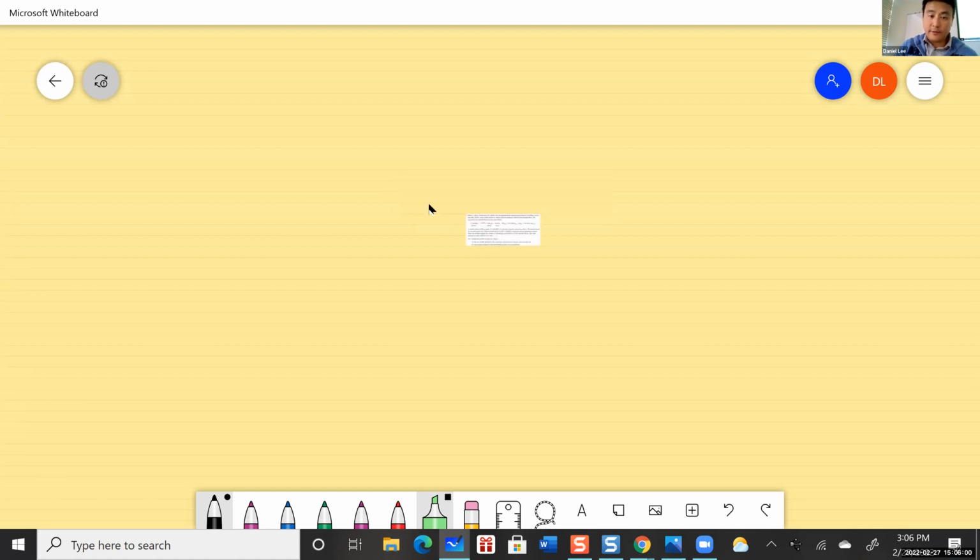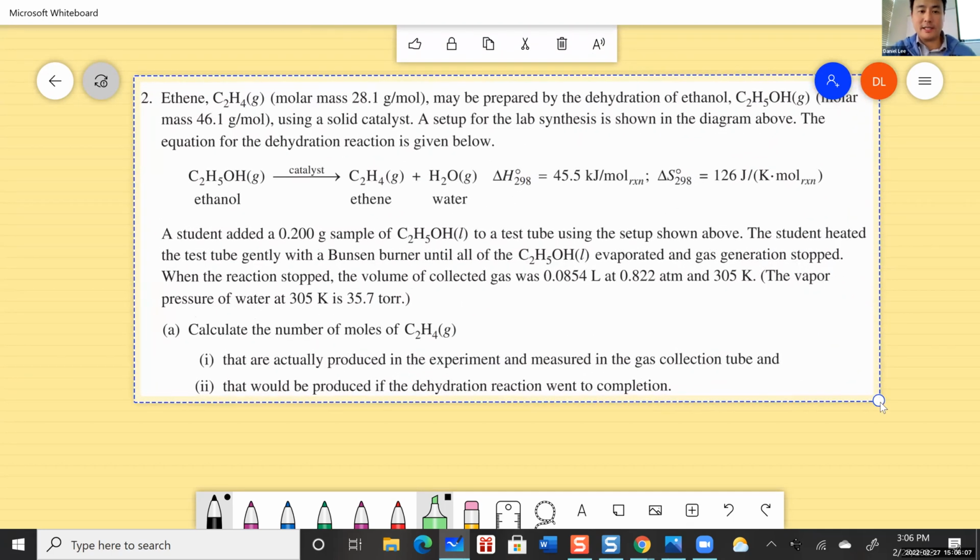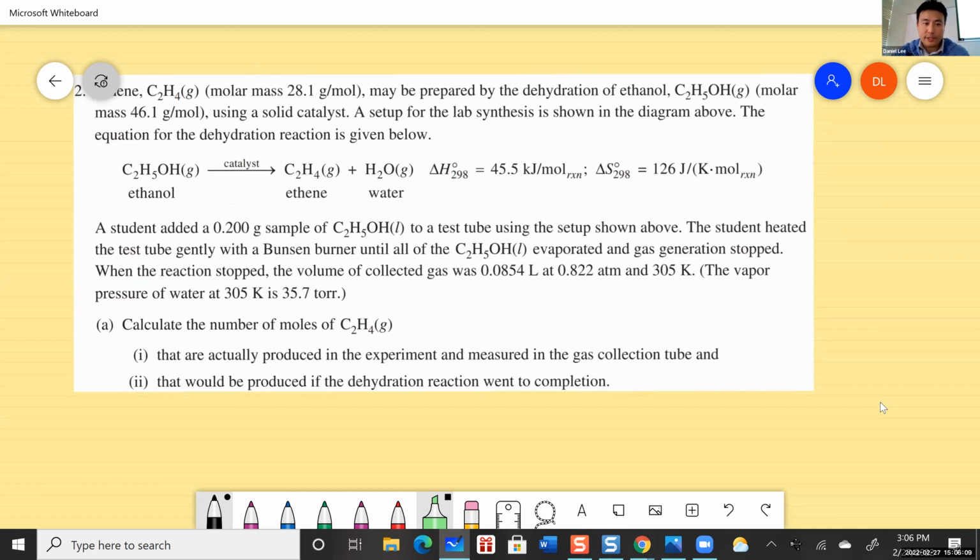Now, if you actually measure the conditions for the test tube, you can use PV equals nRT. So here's the question. The student added 0.2 grams of ethanol. So that is your starting point. You have 0.2 grams, and you use that setup. And then, of course, you produce the 2 gases that will be collected. It says the volume of the gas collected is this, at this pressure, at this temperature. And the vapor pressure of water is this.